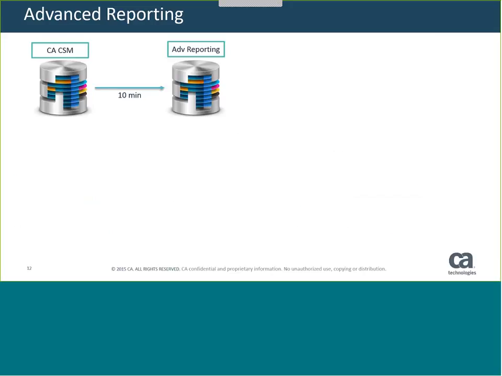Before we start, let's just understand a few things. Today we have 2 databases on CSM. The application database, which is used by the solution when you save your tickets, for example, and the advanced reporting database, which is replicated from CSM every 10 minutes and allows you to run your reports without impacting the performance of the production environment.